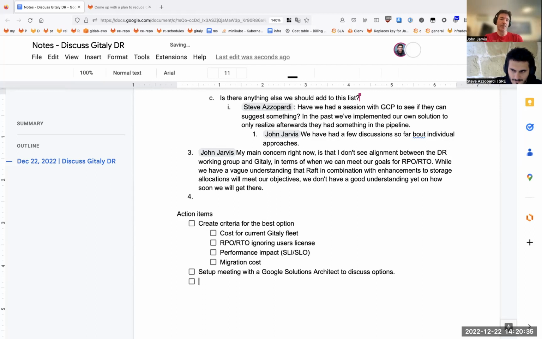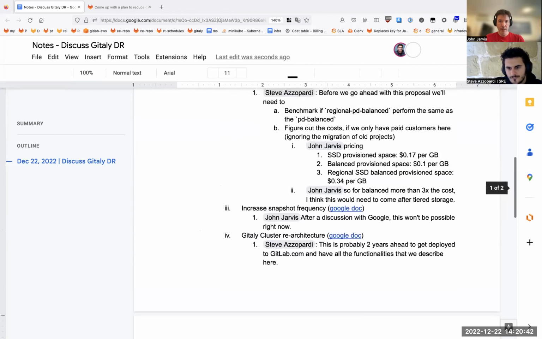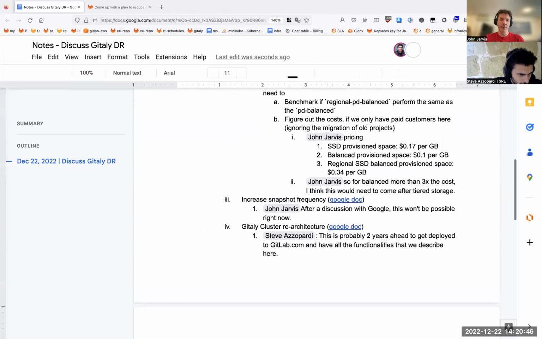Cool. Okay. Is there anything else we want to discuss here? I think there probably isn't much to discuss for the Gitaly cluster re-architecture. I feel like that is very, very far ahead.